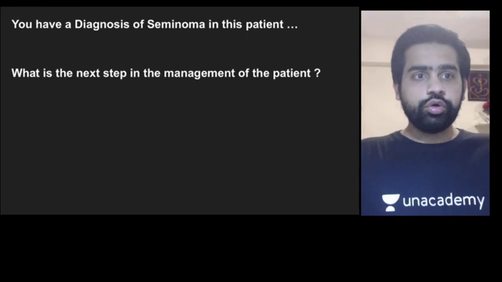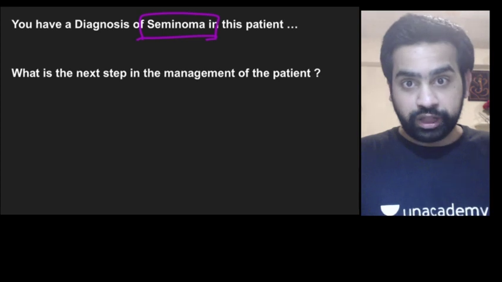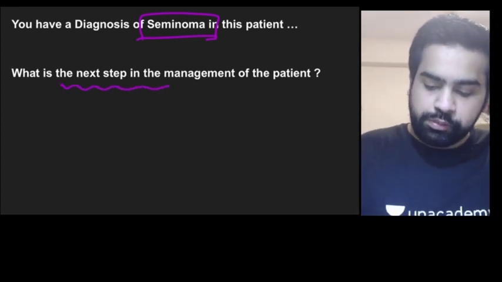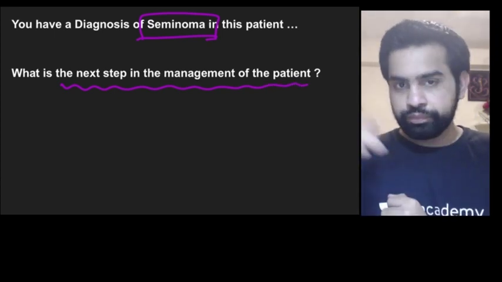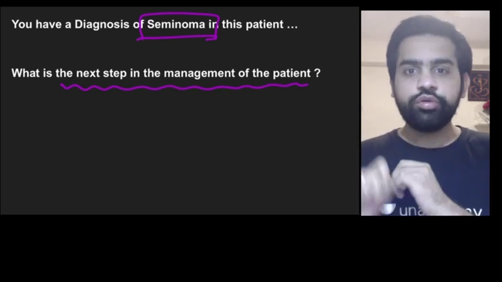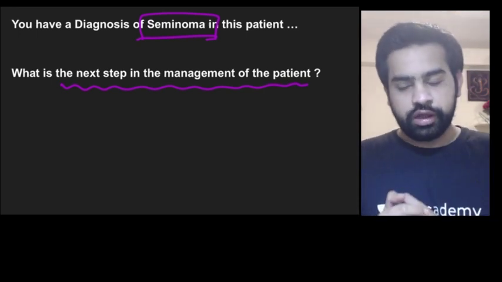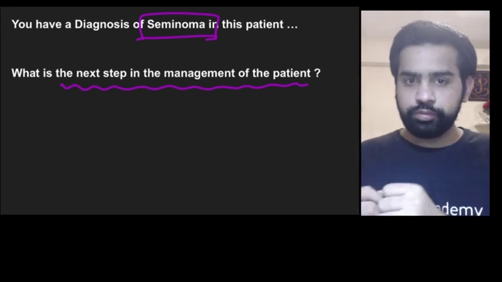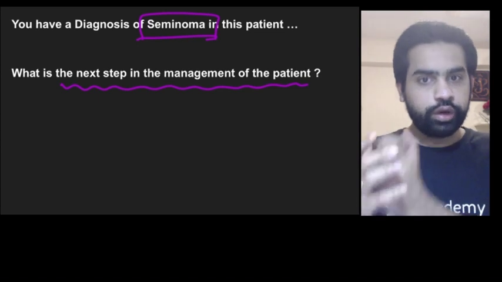Moving on, you have diagnosed that our Matthew is suffering from seminoma. Now what do you think is the next step in the management of this patient? Let me summarize the events till now. The patient came to you in childhood, at 3 years of age, with an undescended testis. You did an orchidopexy and sent the patient back. The patient came again at 33 years with a painless testicular mass. You operated on this and it came out to be seminoma. What is the next step in the management of this patient?